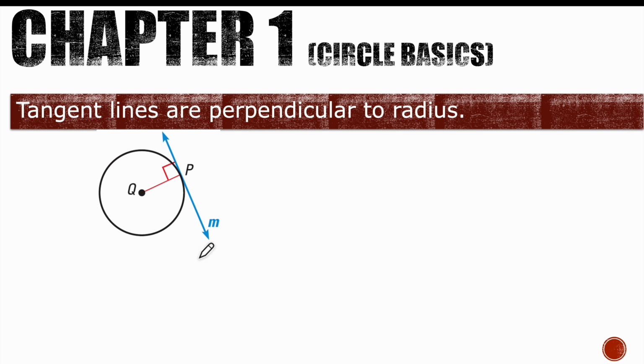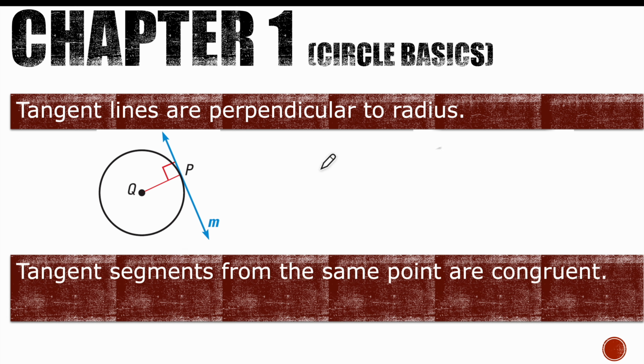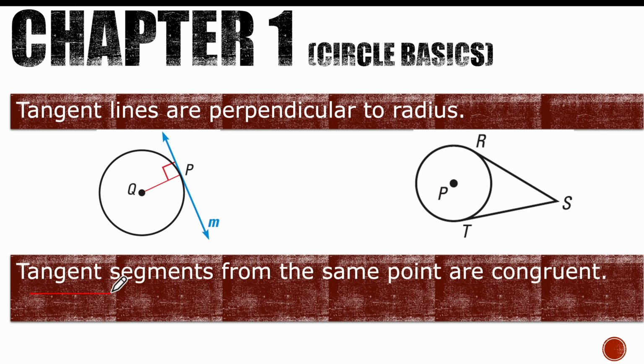Okay, so if you have a tangent, if you draw a radius to the point of tangency, that would be at a 90-degree angle. Another important property of tangent is tangent segments from the same point are congruent. So from any point outside a circle, you can have a maximum of two tangents. From any external point, maximum two tangents are possible.